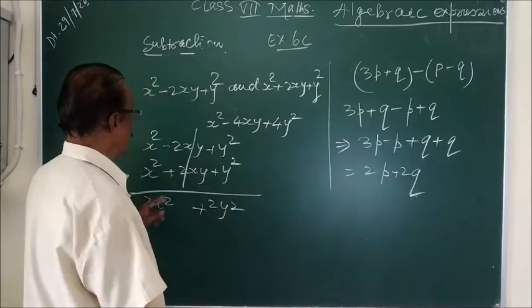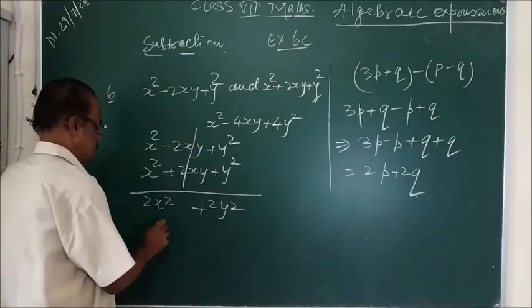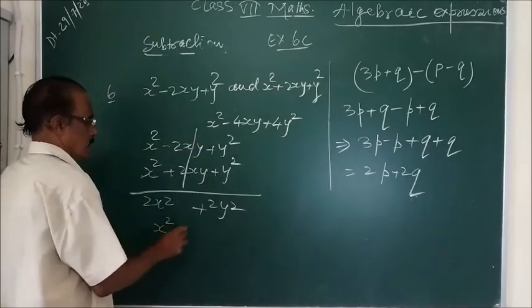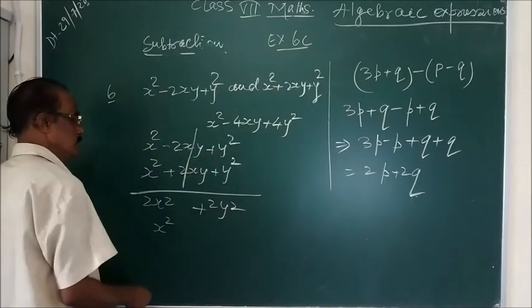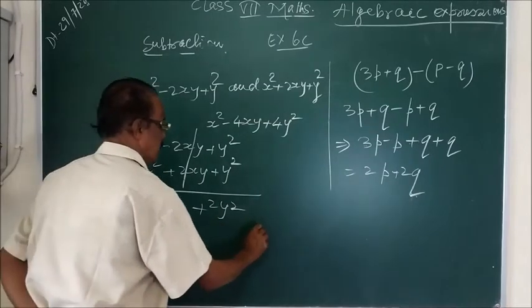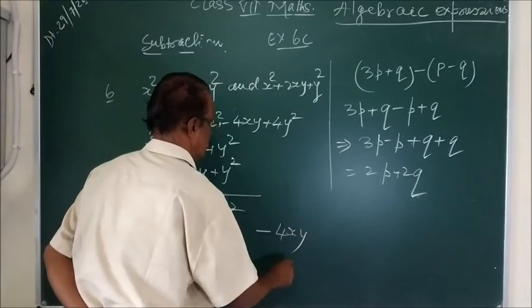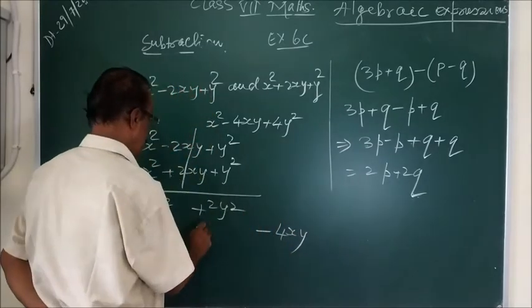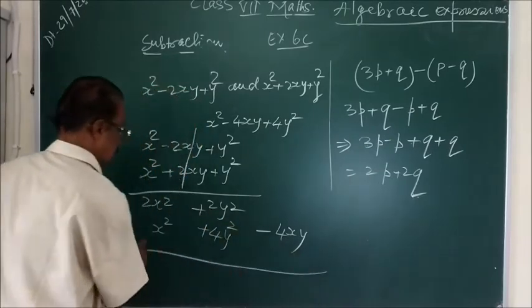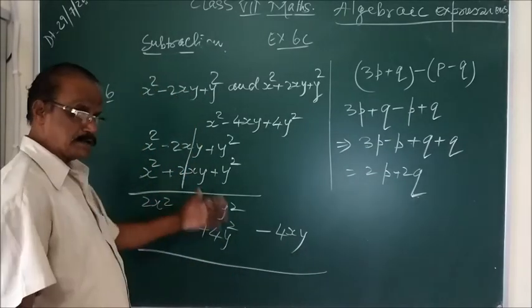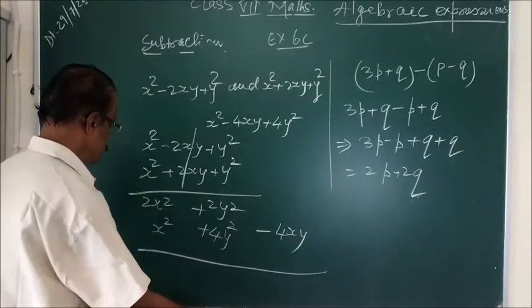Now from this sum you subtract this. You write like this: x square minus 4xy. No like term is given. So you can write separately minus 4xy plus 4y square. You can add. क्योंकि like term साथ में होना चाहिए. इसका कोई भी terms यहाँ नहीं है.